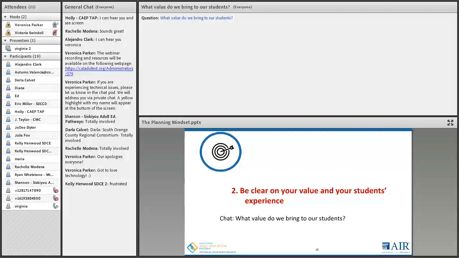The second is to be clear on your value and your students' experience. And I would love to ask you in this chat, just really off the top of your head, what kind of value are you bringing to your students? Whoever you are in your school or in your college, what value are you bringing to your students? I'll give you a second to type that in. We have a couple people typing.